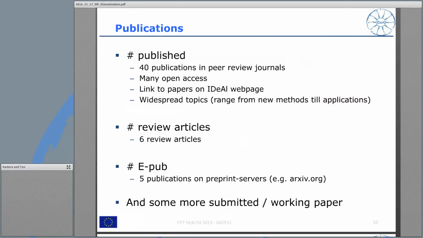As far as publications are concerned, we have now 40 papers published in peer-reviewed journals, and you can easily access them because most are open access. The range of topics addressed is really broad, as you can imagine by the names of the various work packages, and it ranges from new, very technical papers to more applied ones and applications. Further papers will follow. There are, for example, 5 papers on preprint servers such as arXiv, and others have just been submitted to journals.